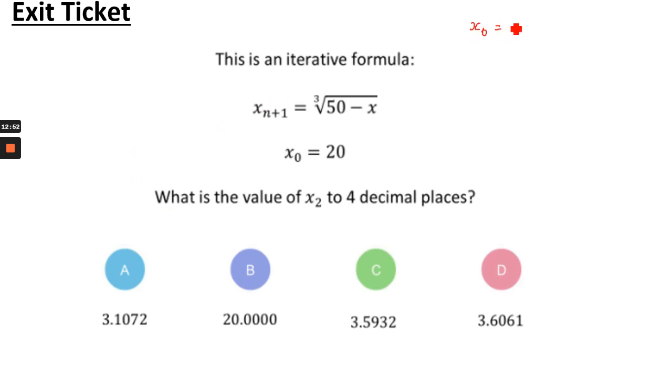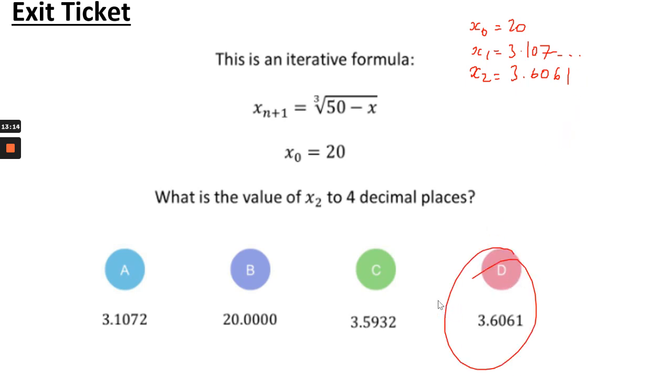Next one. So x0 is 20 this time. So x1 is going to be 3.107. x2, we want it to 4 decimal places, so it's going to be 3.6061. Okay, last one.